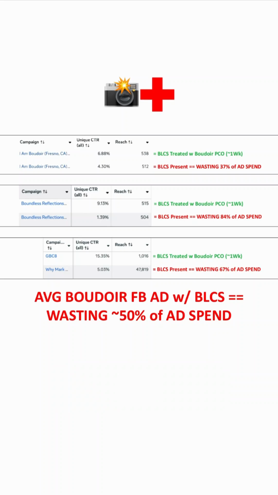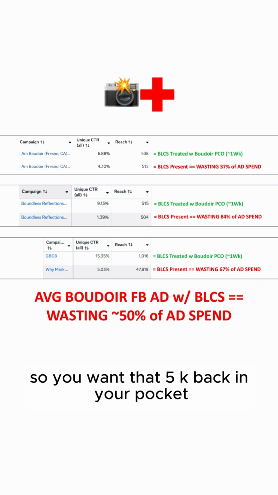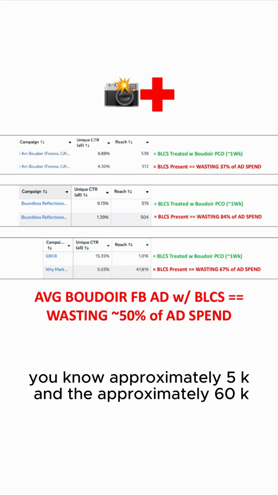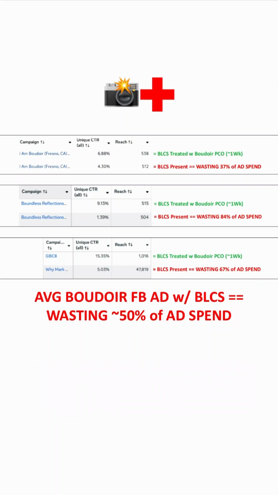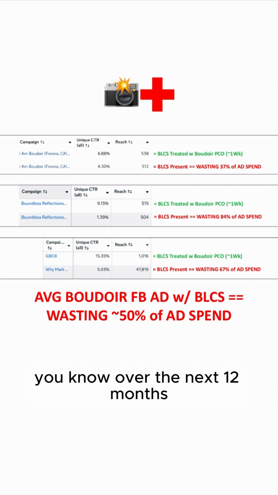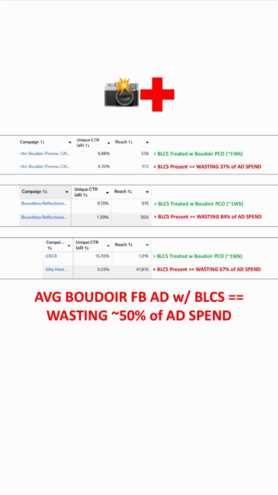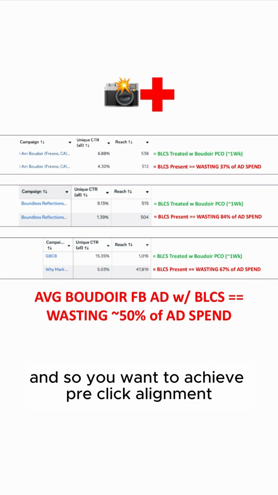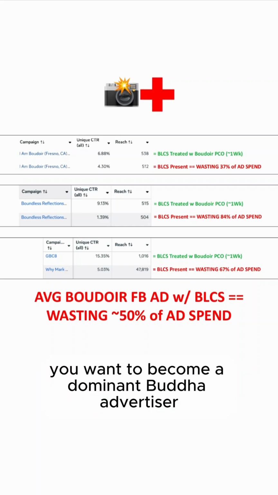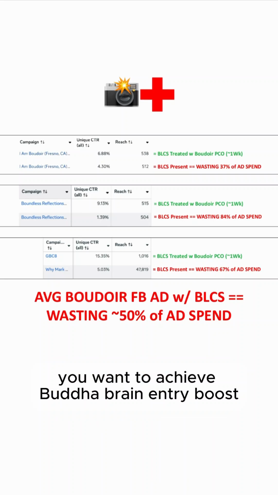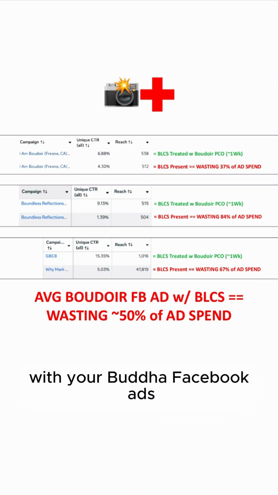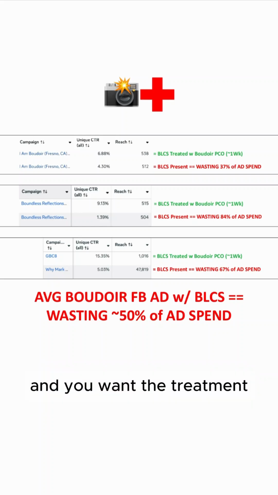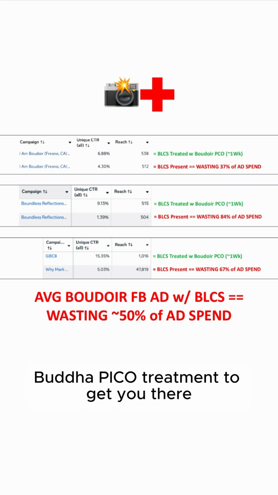So you want that approximately 5K back in your pocket, and the approximately 60K over the next 12 months. And so you want to achieve pre-click alignment. You want to become a dominant Boudoir advertiser. You want to achieve Boudoir brain entry boost with your Boudoir Facebook ads. And you want the treatment, the Boudoir Pico treatment, to get you there.